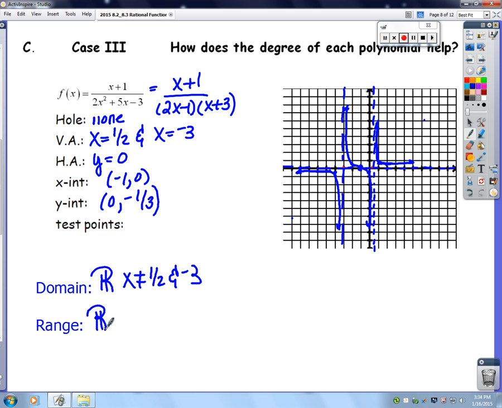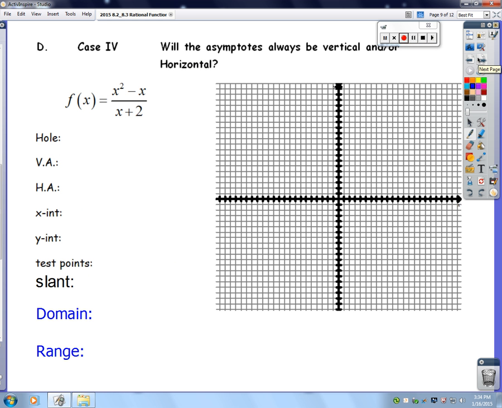All right, two more. Let's do two more of these. Let's look at this one. Will the asymptotes always be vertical or horizontal? All right, let's look at this type of question. Okay, so first of all, what do we do first? We always factor. So let's factor out the x. I've got x plus 2. All right, is there a hole?